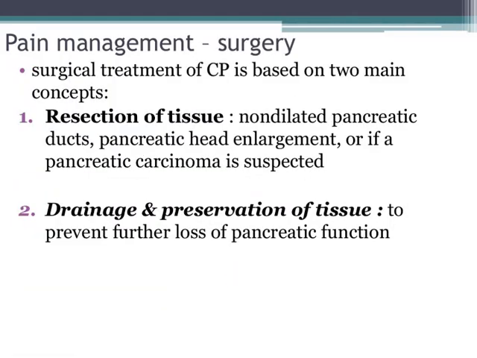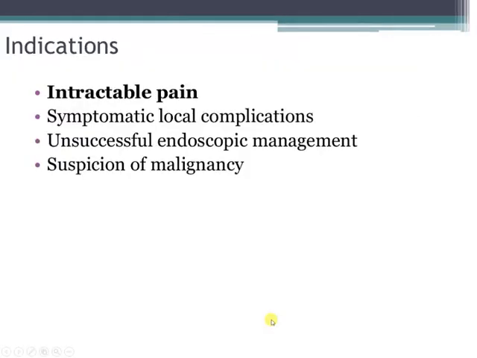Surgical treatment of chronic pancreatitis is based on two main concepts. First, resection of the tissue, for non-dilated pancreatic ducts, pancreatic head enlargement, or if a pancreatic carcinoma is suspected. And second, drainage and preservation of tissue to prevent future loss of pancreatic function. Indications: intractable pain, symptomatic local complications, unsuccessful endoscopic management, suspicion of malignancy.